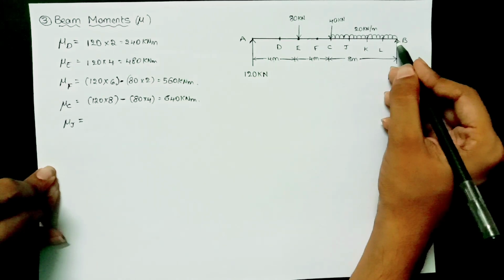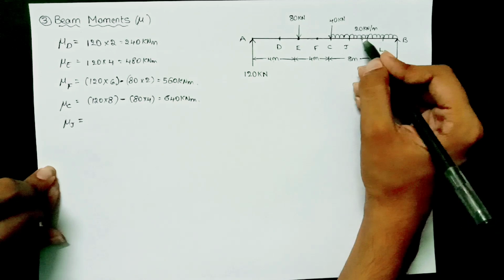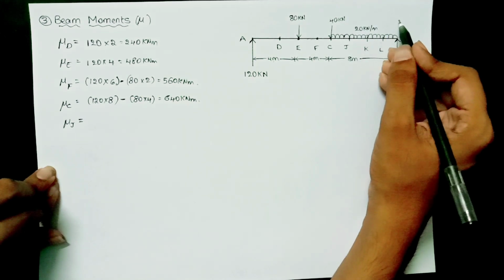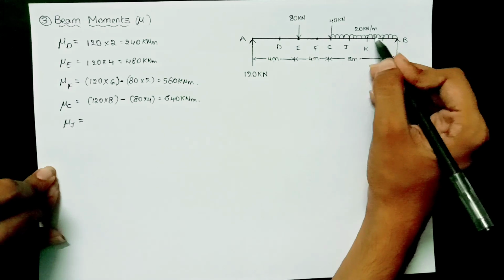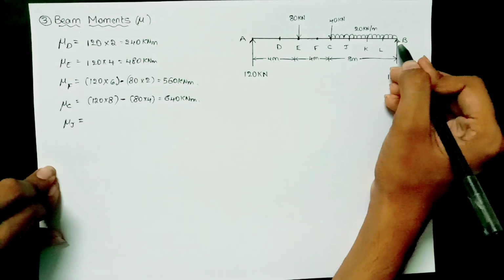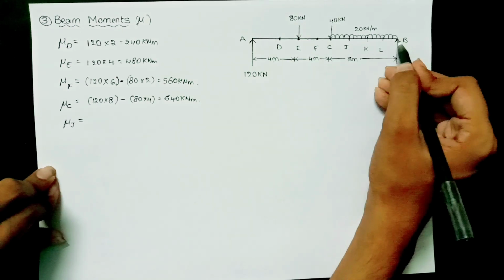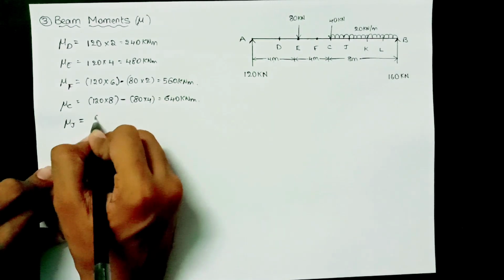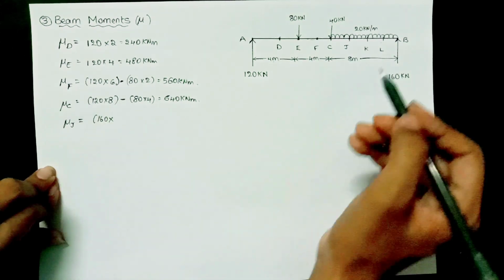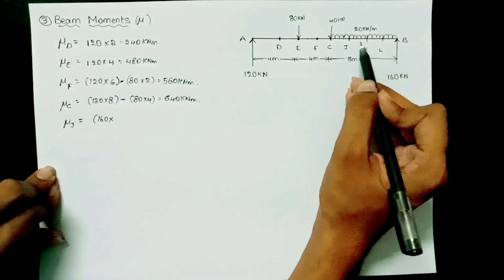This load is moving the beam in the upward direction, that means the beam is going to bend in this manner. This is the smiley face, so it is a sagging moment, a positive moment. So 160 into the distance from here to here. I am writing 160 here. Since it is a sagging moment, it is positive. So this is 2 meters, 2 meters, 2 meters.